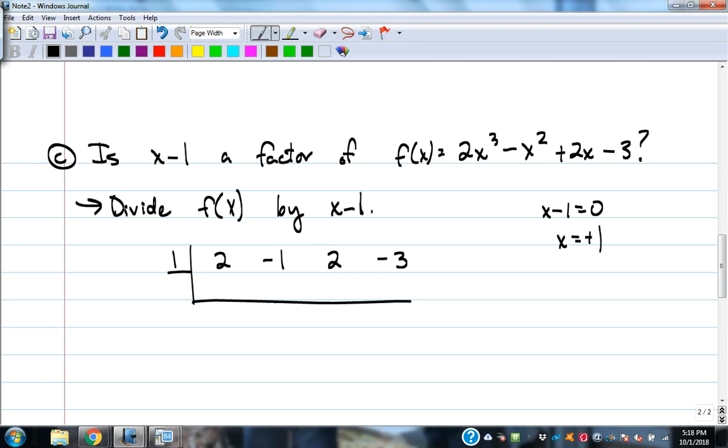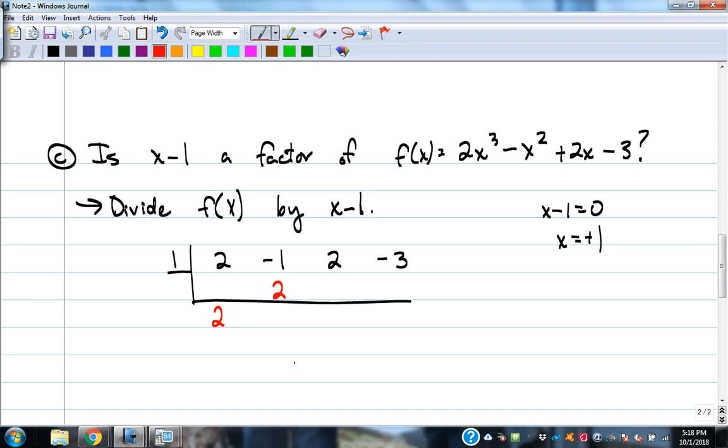Make sure that polynomial is in descending order so that you don't mess up your synthetic division. Because once you take the x's out of it, it's hard to look back and see. Just make sure it's in descending order before you start. Okay? What's the first step for synthetic division? Drop the first term down. So 2 comes down, and we multiply.